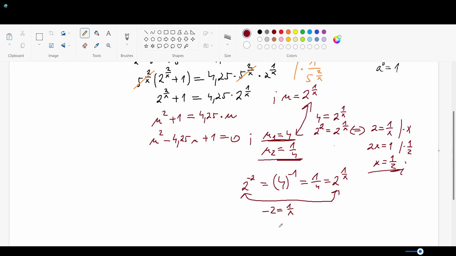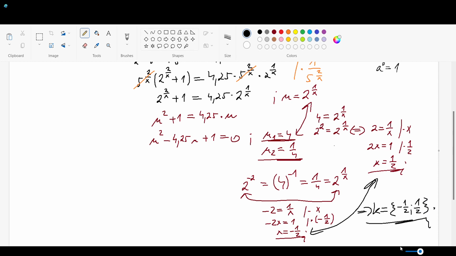negative 2 is equal to 1 over x, because bases are the same, and as this equation must be true, the exponents or indices must also be the same. So again, times x, negative 2x is equal to 1, times negative 1 over 2 means x is equal to negative 1 over 2. If you do the check, you will find out that these two solutions are okay, and it means the set of our roots is a two-element set, negative 1 over 2 and 1 over 2.